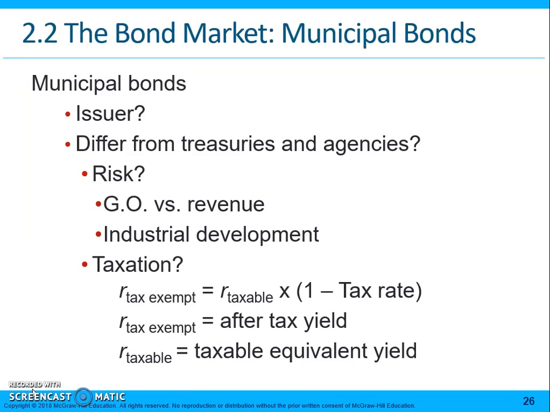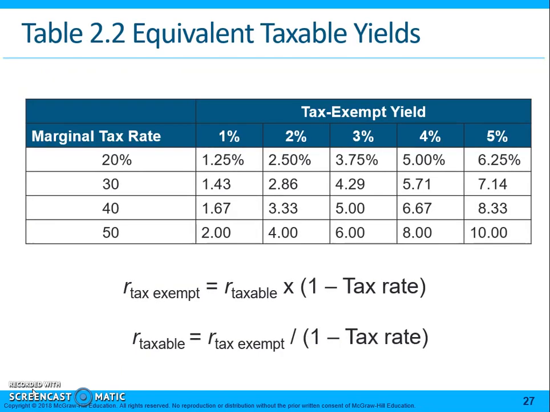The table on the next page gives some examples of rates, taxable and tax-exempt comparable. So when we're talking about a taxable yield on a municipal, we would call it a taxable equivalent yield. Anyway, if we look at the second column on this chart, we've got tax exempt yields across the top there: 1, 2, 3, 4, and 5%. Marginal tax rates of 20, 30, 40, and 50%.